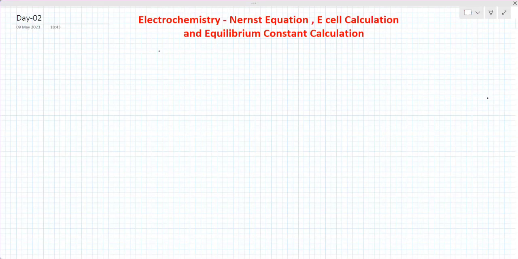In class, electrochemistry: the Nernst equation, Ecell calculation, and equilibrium constant. Okay. First one, what is the Nernst equation? Very important. Nernst equation.